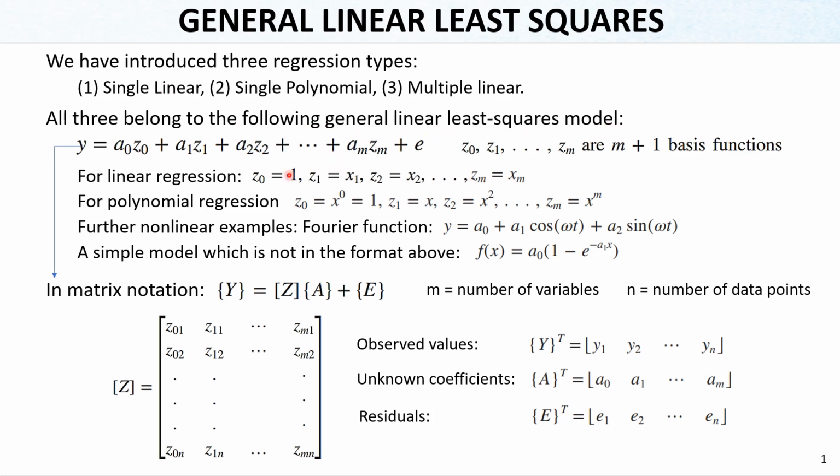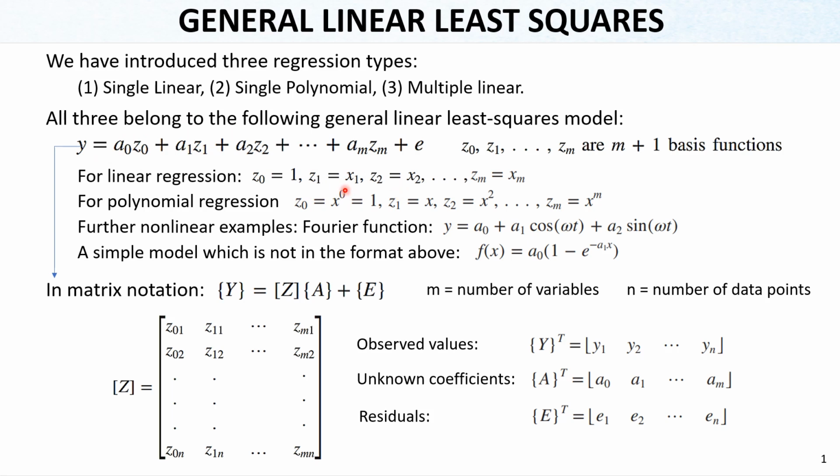squares model. You can see a0 z0, a1 z1, a2 z2, and these z's are the basis functions, and the basis functions are dependent on the x's. The x's are the independent variables. For linear regression, if you remember, z0 should be 1 because we only have a0, and z1 should be x1. So we only have this data.